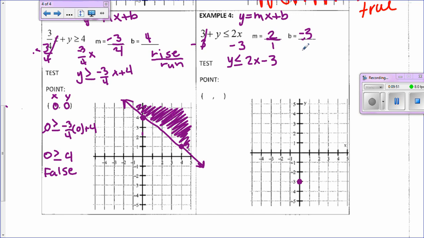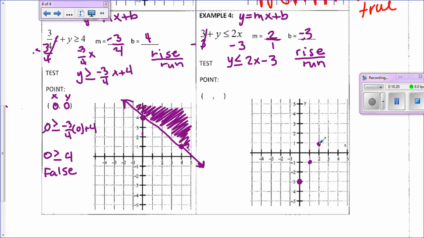Remember, our slope consists of our rise over run. Okay, so that means that we're going to rise up 2 spots, 1, 2, and we're going to go to the right 1, and that's going to be a point. I'm going to go ahead and make another point, so I'm going to rise up 2 units, 1, 2, and over 1, that's another point.